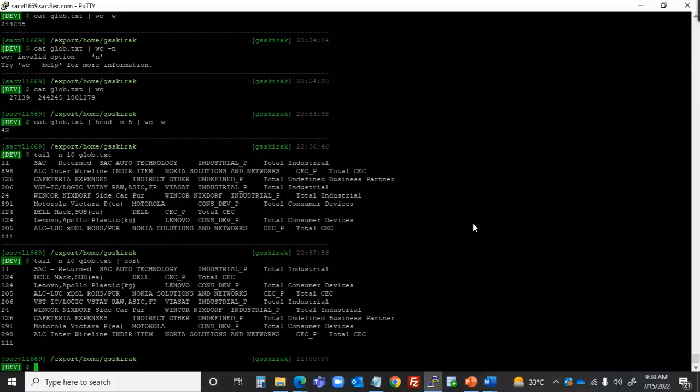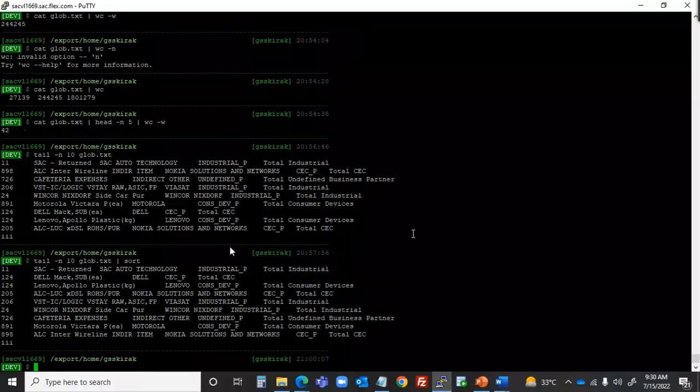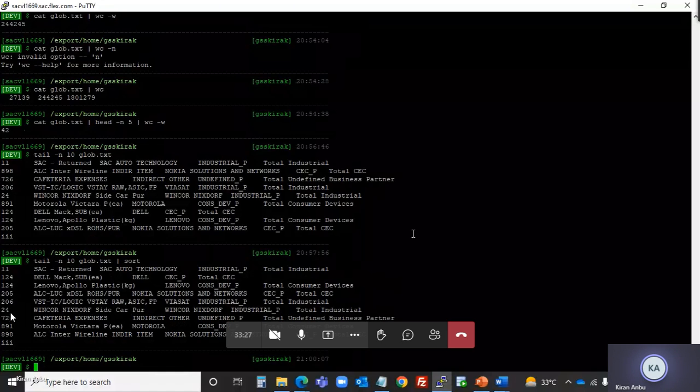Okay, I am displaying this output in front of you. Tail hyphen n, this one, and tail hyphen n with pipe sort. So what's the difference? You can see the difference. Yeah, ascending order, right? You can see.